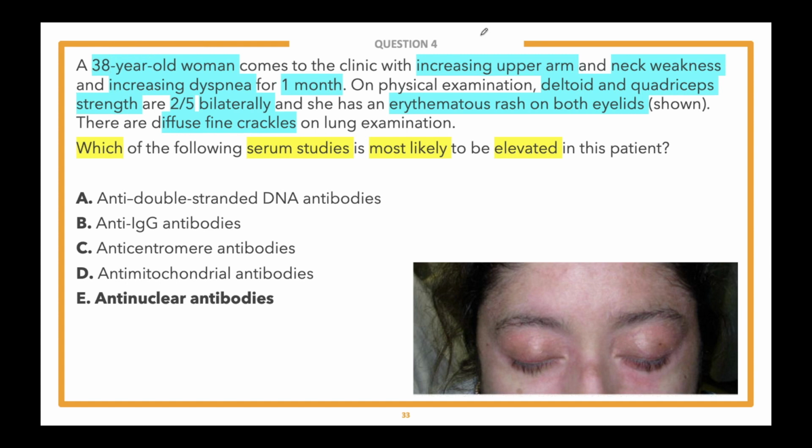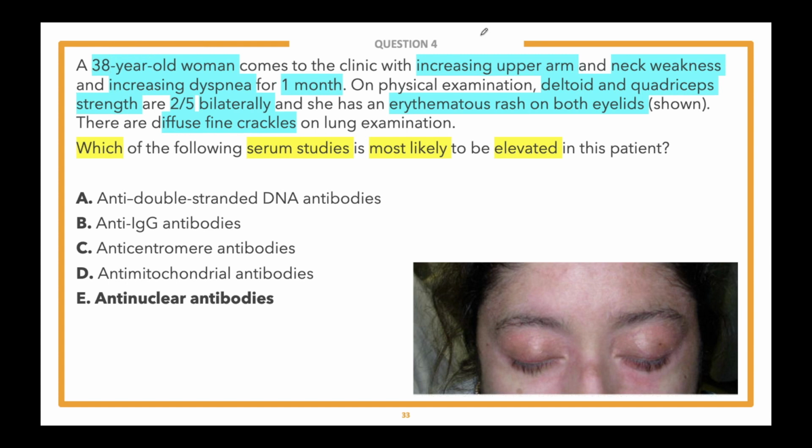Anti-IgG antibodies, this is something that would be associated with rheumatoid arthritis, and those anti-IgG antibodies are probably getting at rheumatoid factor. There can be other anti-IgG antibodies involved in a variety of other diseases, so it's a little non-specific here. And then lastly, answer choice A, anti-double-stranded DNA antibodies.